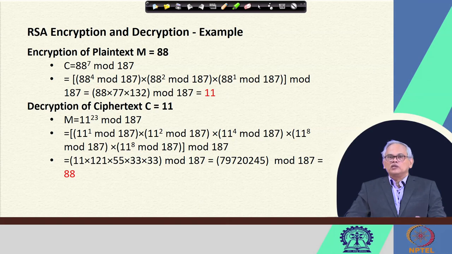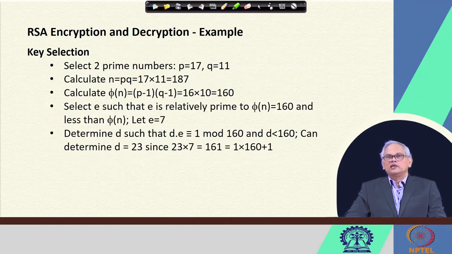And if you remember, this E and N, so in this particular example, this 7 and N equal to 187, they form the public key, and D comma N, that is 23 comma 187, that forms the private key.